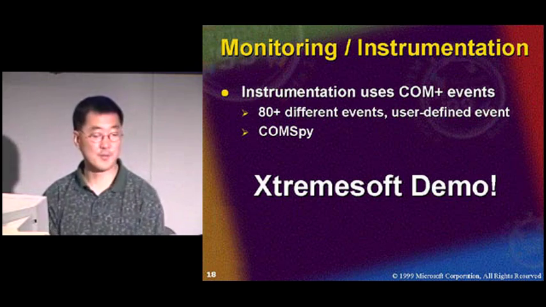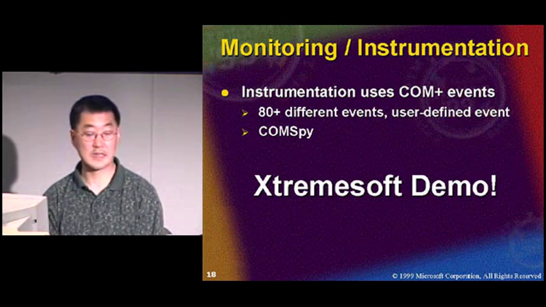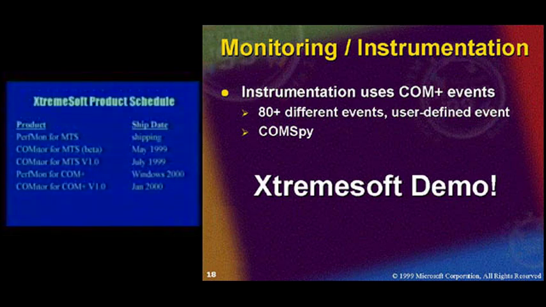So our Perfmon for MTS product is now shipping. Cometer is in beta. For Cometer for MTS, the beta will happen in May, and Cometer for MTS V1 will ship in July. Perfmon for COM+ is going to be available concurrent with Windows 2000, and Cometer for COM+ will be shipping in January of 2000. That's assuming a ship date of Windows 2000 in around the December timeframe. We all assume that.